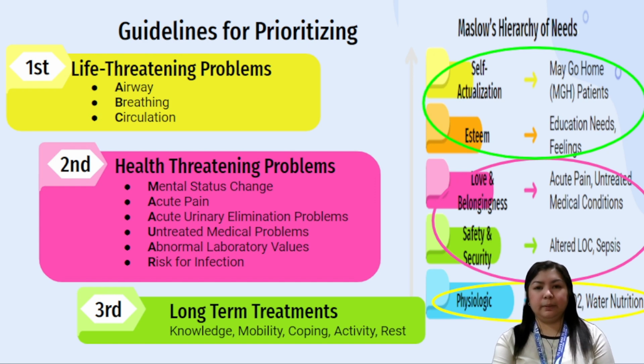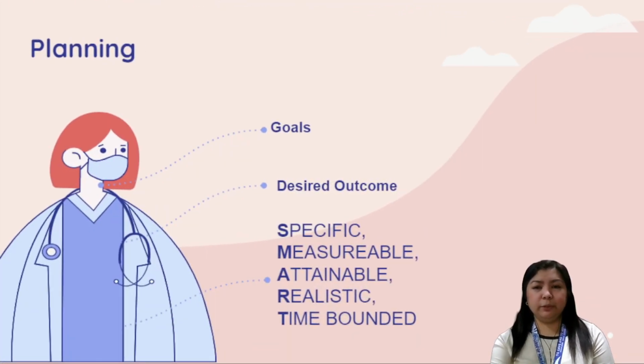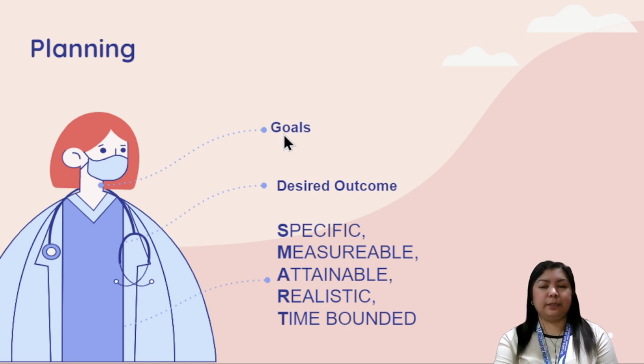Okay, now since we're done with prioritizing, let us proceed with planning. So goals, as we had mentioned, we discussed under planning, so we establish goals and desired outcomes. So goals here should be written following the popular SMART method. You have specific, measurable, attainable, realistic, and time-bounded.